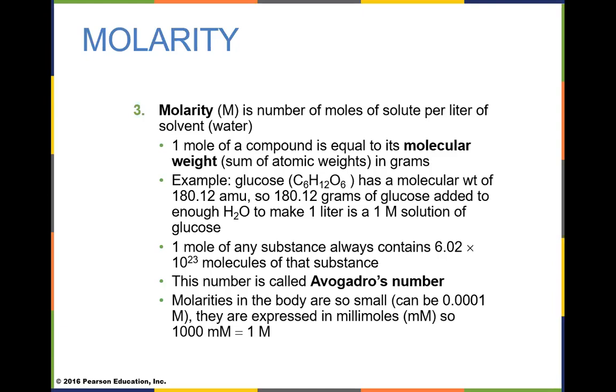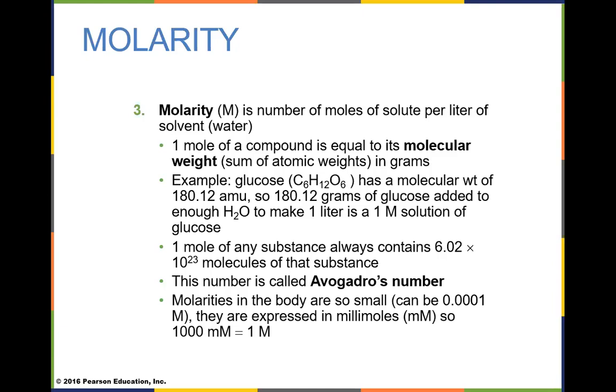If we want to make a 1 molar solution of glucose, glucose weighs out to about 180. I already did the math on that. It's just 6 carbons, 12 hydrogens, 6 oxygens. You add up their atomic weights, you get the molecular weight, convert it to grams, and 180 grams of glucose in a liter of water gives you a 1 molar solution of glucose.